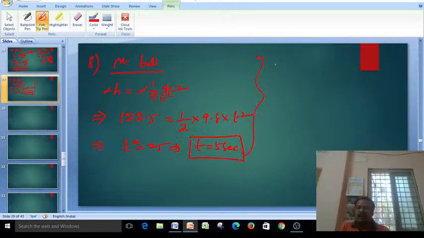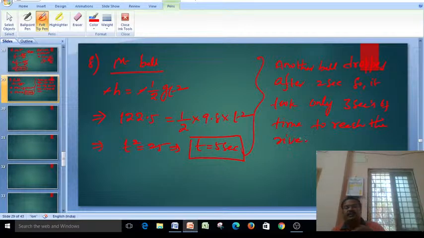So next is the other ball, dropped after 2 seconds. It took only 3 seconds to reach the river, because the first ball will take 5 seconds completely. So after dropping the first ball, he dropped the second ball after 2 seconds.